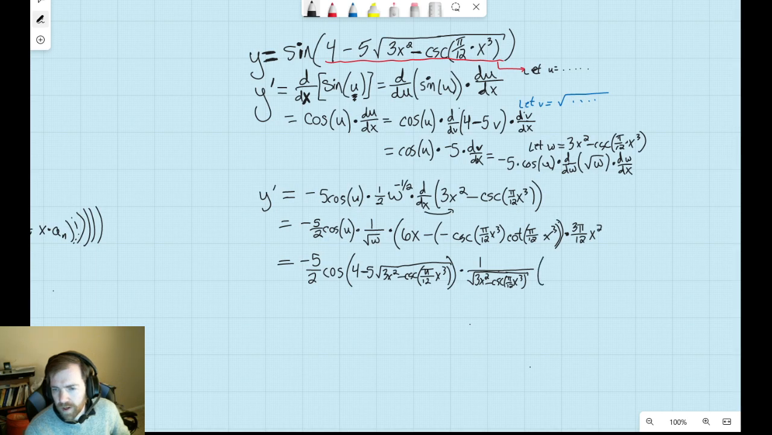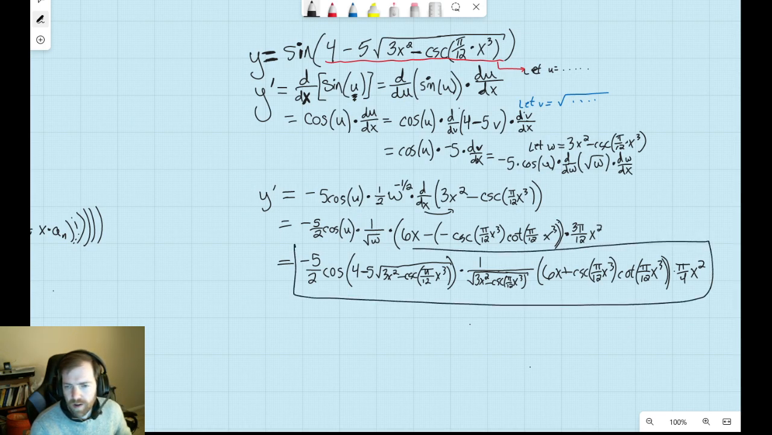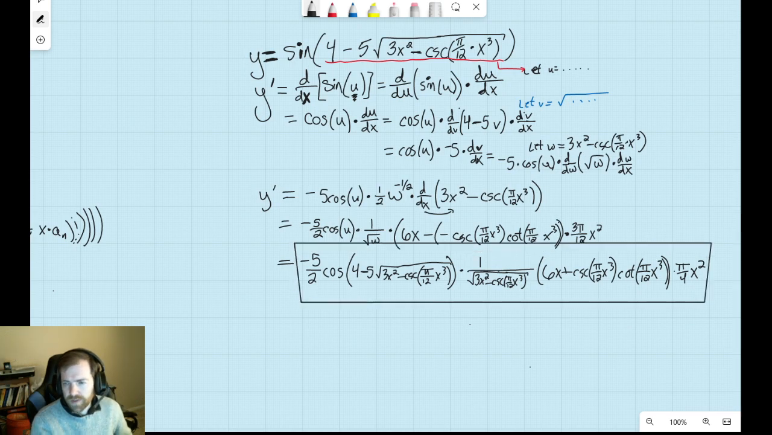Alright, multiply by 6x plus cosecant pi over 12 x cubed cotangent pi over 12 x cubed times pi over 4 x squared. So coming all the way back, that's what that's going to be.